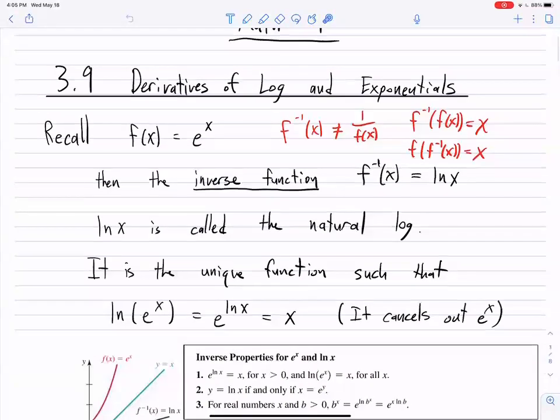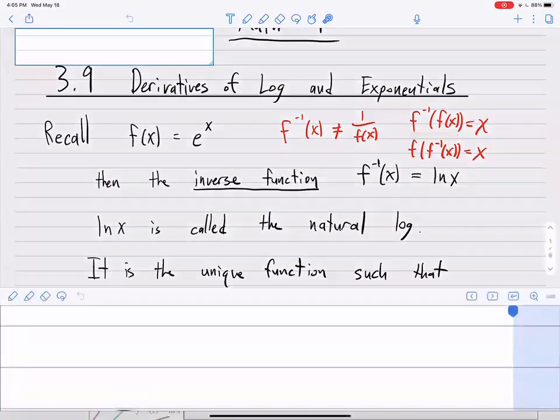So remember, if f of x is e to the x, then the inverse function of e to the x is ln of x. And remember what inverse is. Inverse does not mean 1 over f of x. 1 over f of x is the multiplicative inverse, but it's not the inverse function. The inverse function is the function that undoes the function.